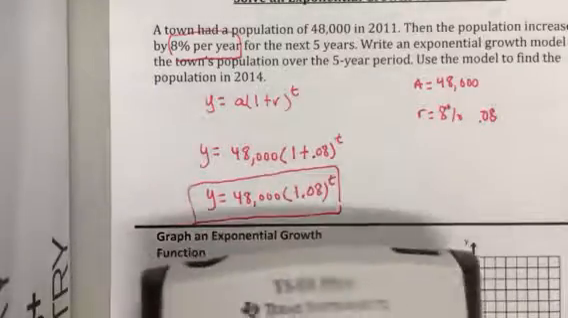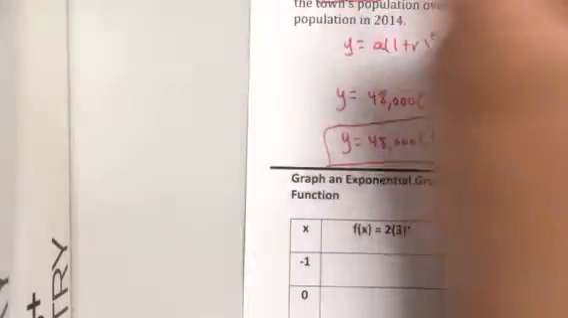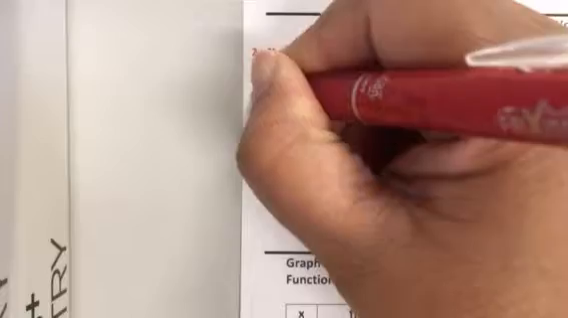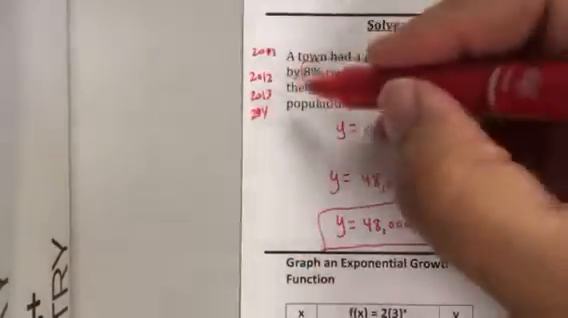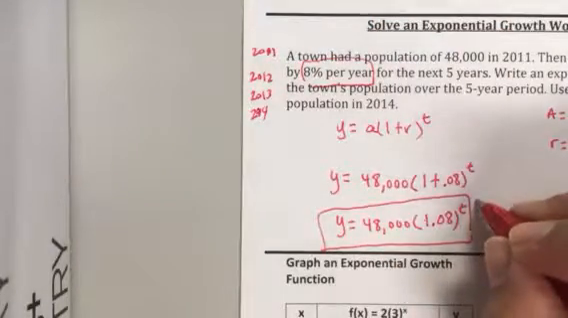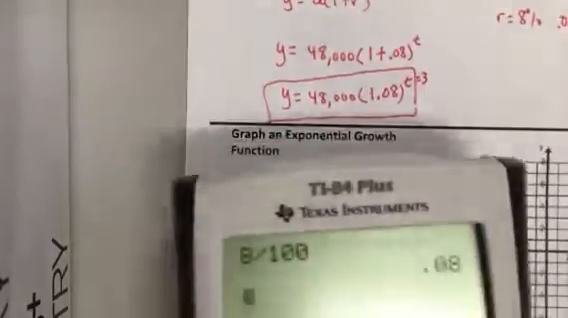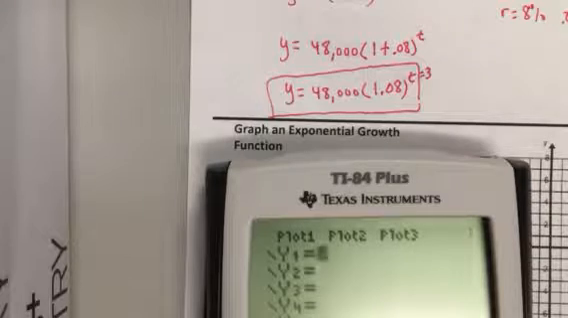Now I have to figure out what the population is in 2014. Real quickly, I'm going to write this on the side. You have 2011, which is your initial year, 2012, 2013, 2014. Oops, forgot the 0. So this is 0, 1, 2, 3. We're actually looking where t is equal to 3. So we're going to put this in the calculator, exactly the way I see it.